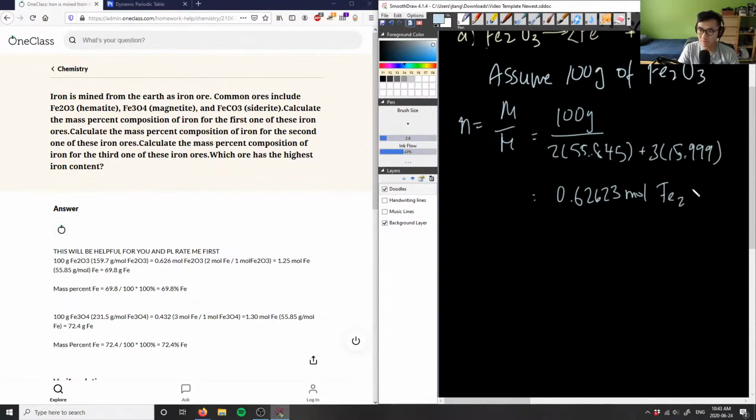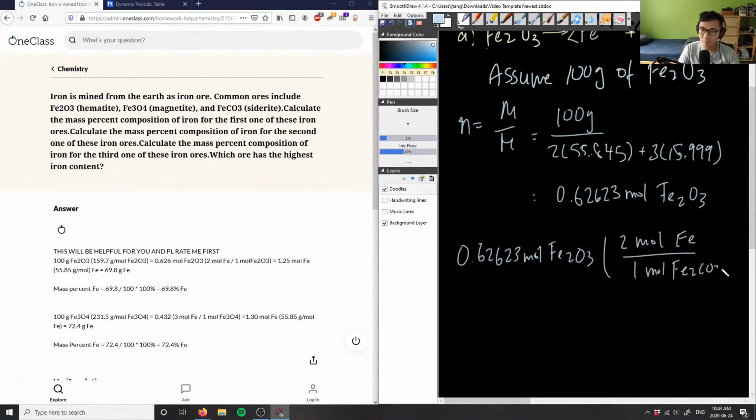So we're going to take the moles of Fe2O3 and multiply that by 2 moles of Fe divided by 1 mole of Fe2O3. Then these units are going to cancel out. So my moles of Fe is going to be 0.62623 multiplied by 2, which is 1.25246.